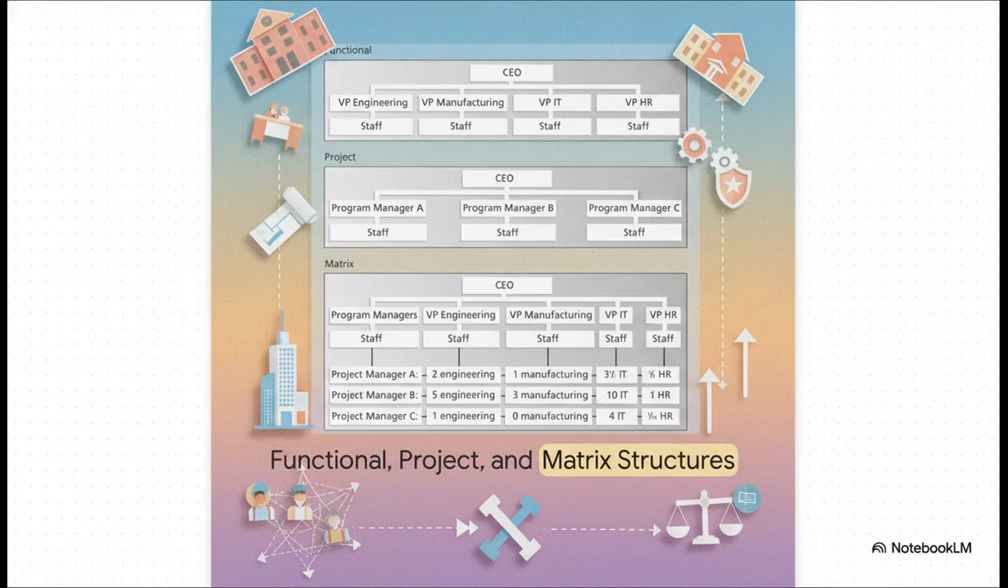Then you have a project structure, where the company is organized entirely around projects, like maybe a defense contractor or an architecture firm. Here, you, the PM, have the absolute most authority. And finally, we have the matrix structure, which is basically a hybrid of the 2, where staff report to both a functional manager and a project manager.